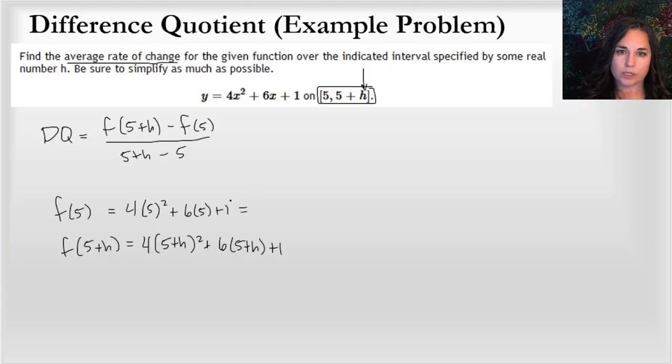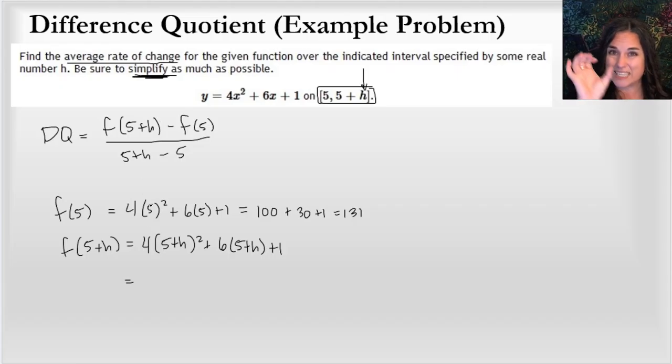So I'm going to evaluate these. 5 squared is 25 times 4 is 100. 6 times 5 is 30, and then I have a plus 1, that's 131. Down here, I'm going to have to do some simplification. And remember I said before, when you evaluate, sometimes you just need to enter this, but because we need to simplify, be sure to simplify as much as possible. We need to be able to simplify this down to a single simplified expression.